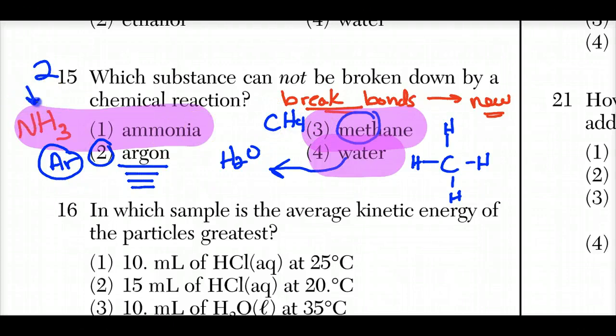Broken down into individual nitrogen and hydrogen, in this case carbon and hydrogen and oxygen. All of these compounds can be broken down into the elements that make them, but you can't break down an element. So that's all that was.